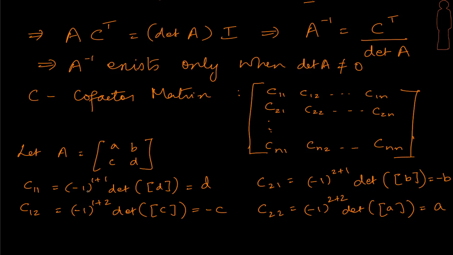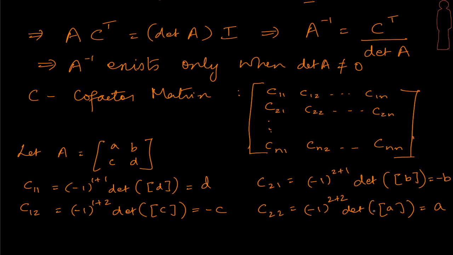C11 is going to be minus 1 power i plus j, so 1 plus 1, determinant of the submatrix M11. What is M11? Remove first row and first column. I'm left with D. That is my matrix. It's a 1 by 1 matrix, and therefore the determinant is D itself. So my answer is minus 1 whole square, which is 1, times D. Therefore it is D. Right?